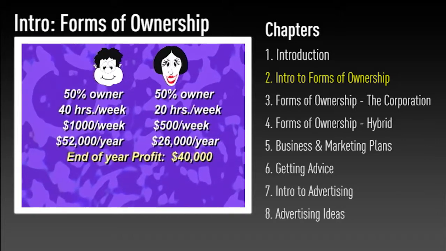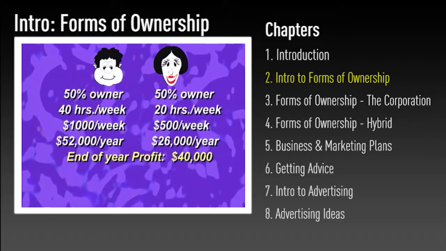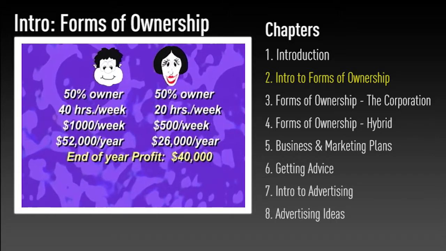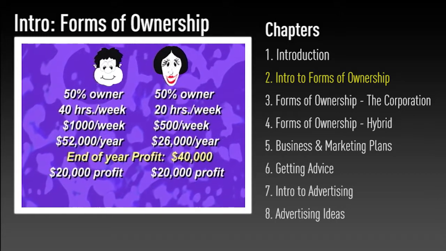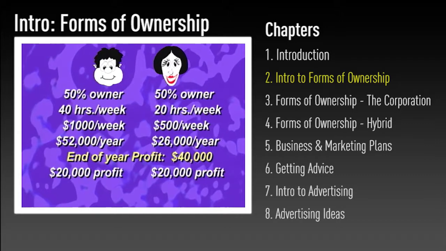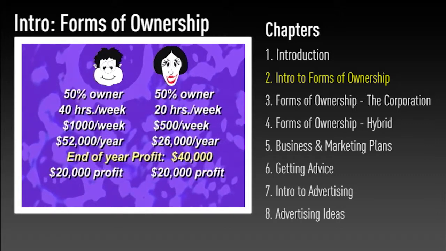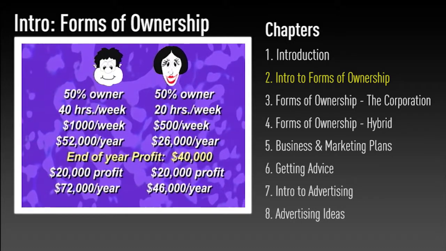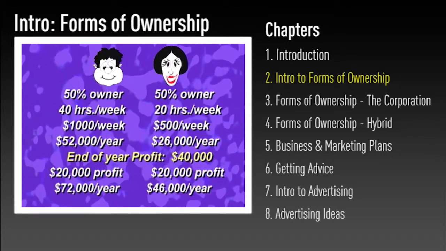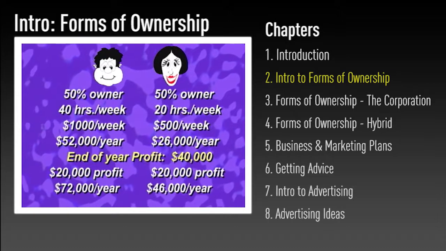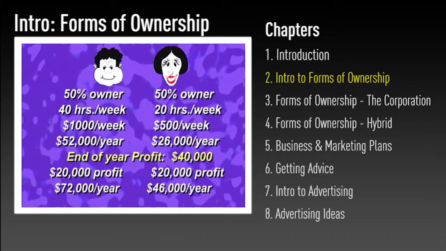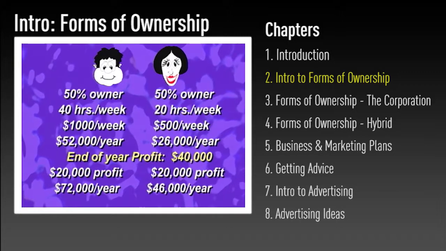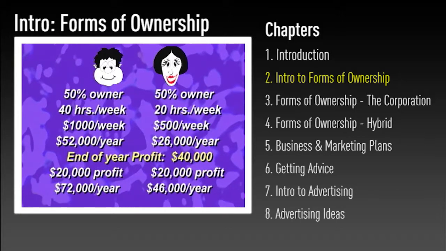At the end of the year, they calculate that the business will have $40,000 profit in the bank after paying their salaries. Since they're equal owners, they'll split that $40,000 profit equally, taking $20,000 each. So even though they're equal partners, Mike will make $72,000 a year and Peggy will make $46,000 a year. Just remember, Mike has worked 40 hours per week, while Peggy has only worked half as much.